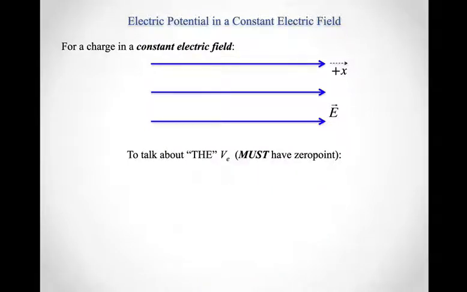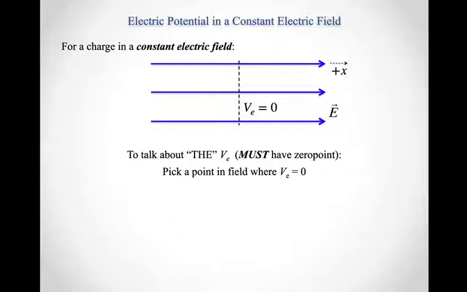Just like with the electric potential energy, we can talk about the electric potential, but that of course still means the electric potential relative to the point where the electric potential equals zero. And in our constant electric field, we get to choose. So I can pick a point where the electric potential equals zero. In this case, again, I'll just put it right here in the middle.